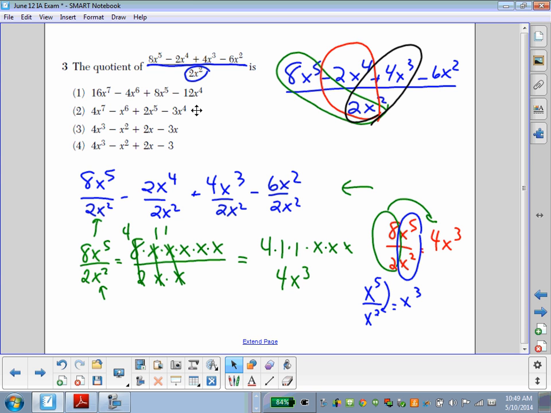So we know from our work that the first term is 4x to the third. Being smart test takers, we can eliminate the first two answers based on that work alone.